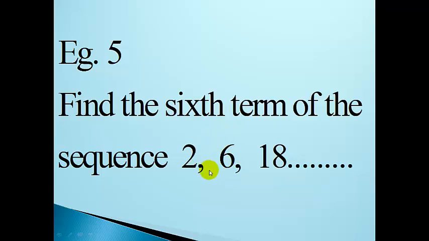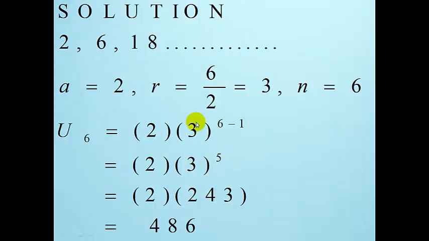So the first thing you have to do is to identify whether it's a linear sequence or an exponential sequence before you can use any formula. Now let's look at the solution. From the question, we were given the sequence 2, 6, and 18. So the first term a is equal to 2, and the common ratio is 6 divided by 2, that is the second term divided by the first term. 6 divided by 2 is equal to 3.